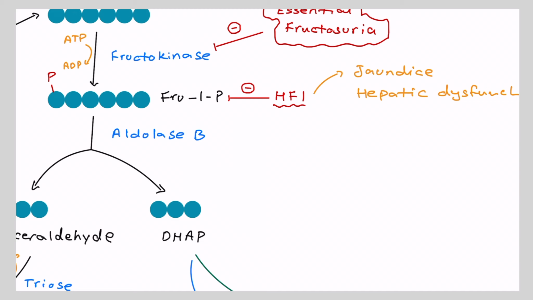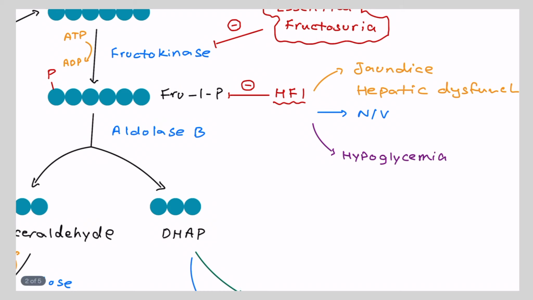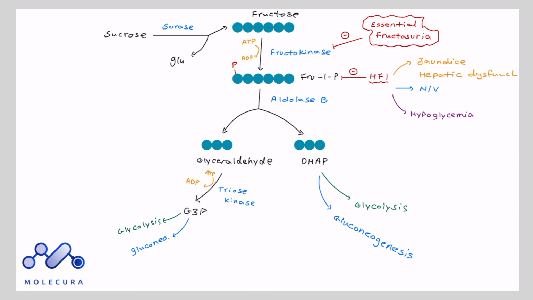Along with those things, let's try to write it down. We're going to have nausea and vomiting. Now, apart from that, we are going to have hypoglycemia. And hypoglycemia is going to be an important symptom here, because we need to try to understand why hypoglycemia is happening. Hypoglycemia is happening mainly through three mechanisms. So now we need to talk about why hypoglycemia happens.